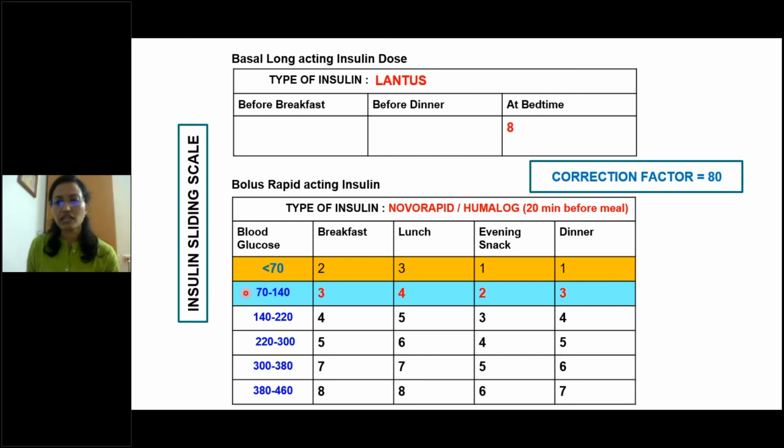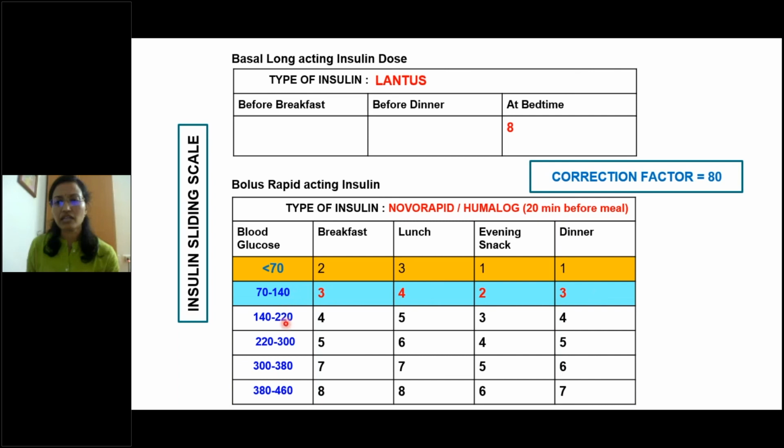And between 70 to 140, that is my goal. My goal blood glucose is 70 to 140. So between 70 to 140, I divided the 12 units of Novorapid like this: 3 for breakfast, 4 for lunch, 2 for evening snack, 3 for dinner.